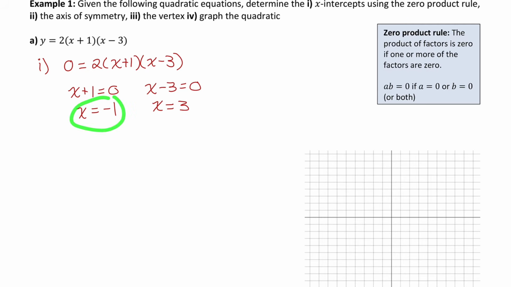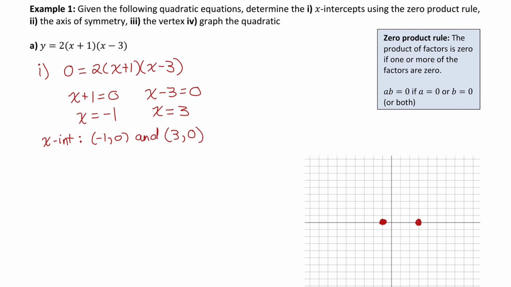So these two values of x make this whole product be 0, meaning it makes the y-coordinate be 0. So these are the x-intercepts of the quadratic. The x-intercepts are at negative 1, 0, and 3, 0. So I'll plot those on my graph, on the x-axis at negative 1 and 3.